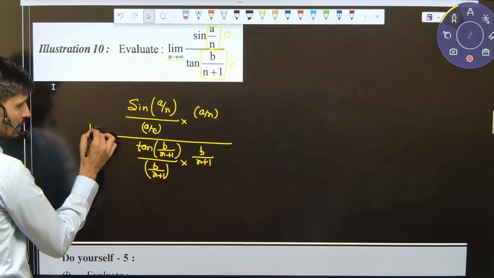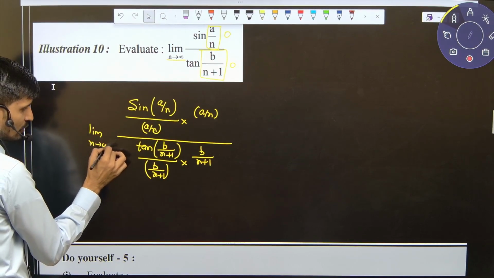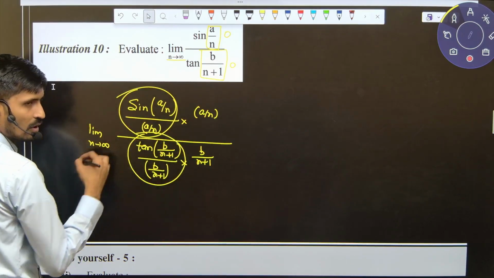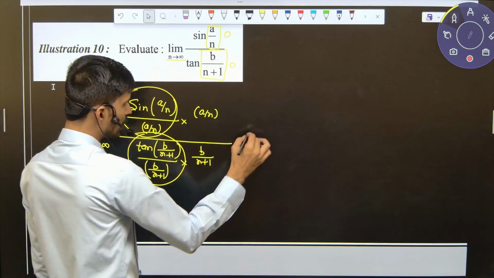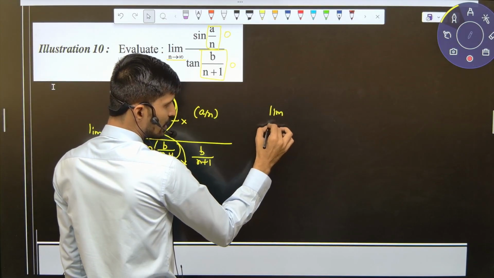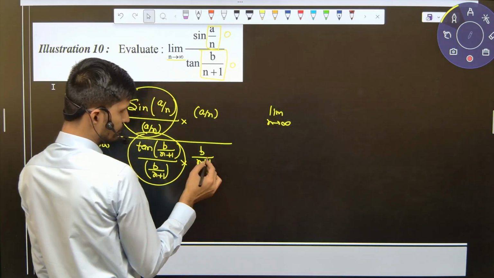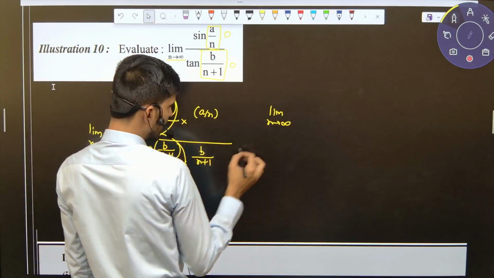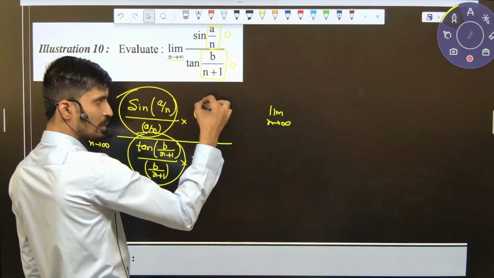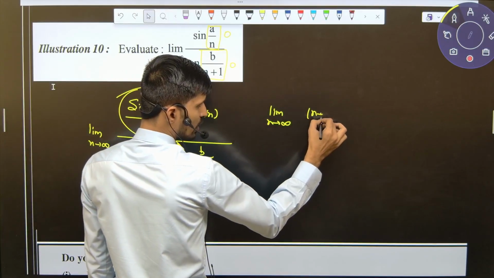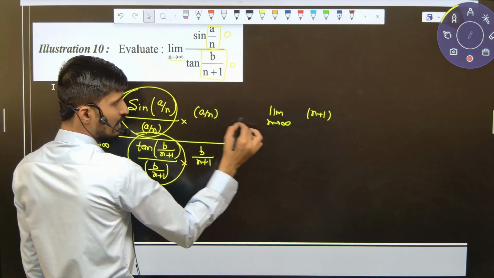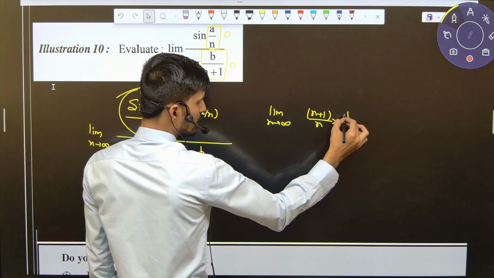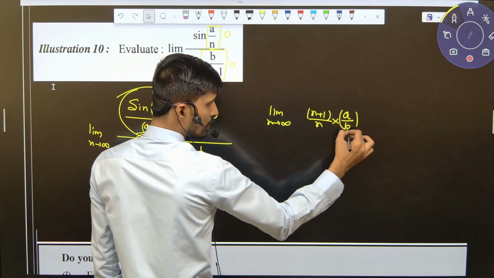Now this will become limit n tends to infinity. This value will become 1. This value will become 1. So what will be left now? Limit n tends to infinity of A by n divided by b by n plus 1. So I can take the denominator into the numerator: n plus 1, and the numerator's denominator will now be the denominator, n into A by b.